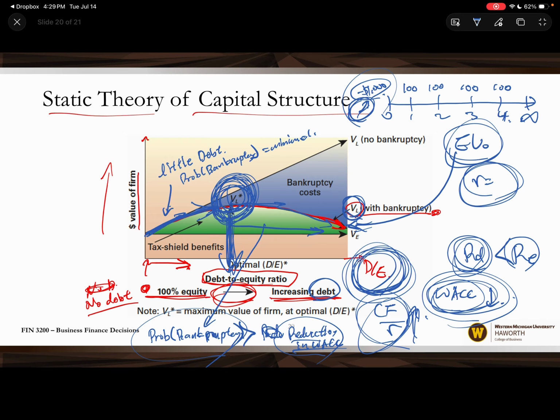Again, to sum it up, at the beginning, just a little bit of debt doesn't really increase the probability of bankruptcy too much, so you just get the benefits from lower WACC. But after a certain point, the bankruptcy probability becomes too large, so the reduction in WACC is no longer that meaningful. The risk becomes greater. So there's an optimal point.